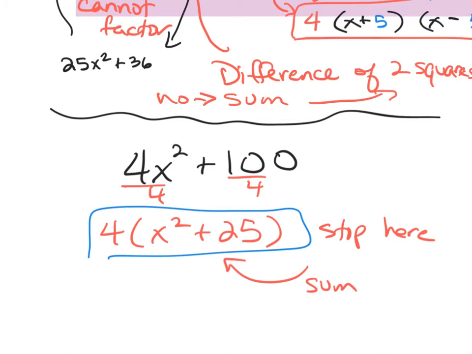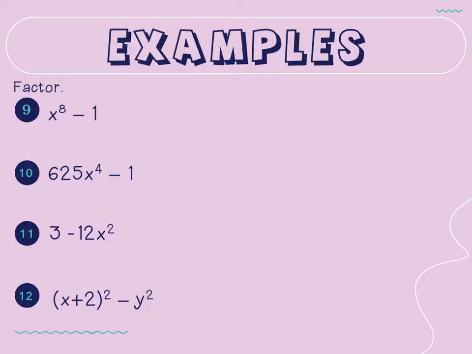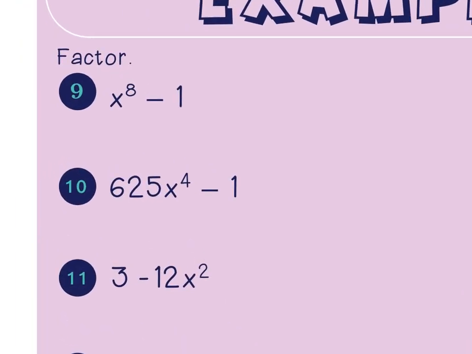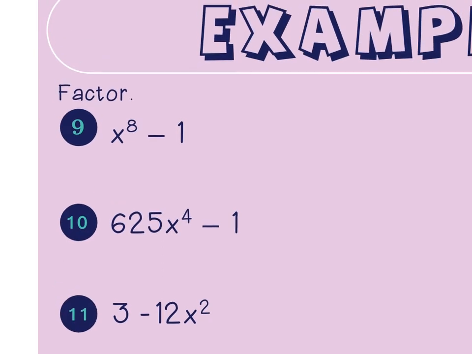Let's try the next one. x to the 8th is actually a perfect square because I can square root it. Remember, when you square root variables that have exponents, the index that's assumed on a square root is a 2. So when I square root x to the 8th power, I'm dividing the exponent by 2, and that's going to give me x to the 4th.